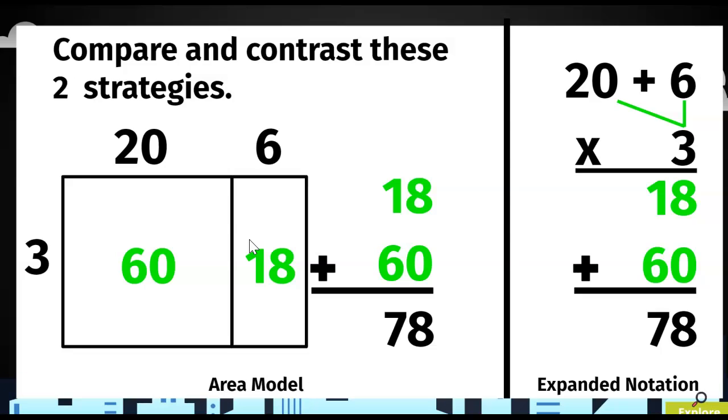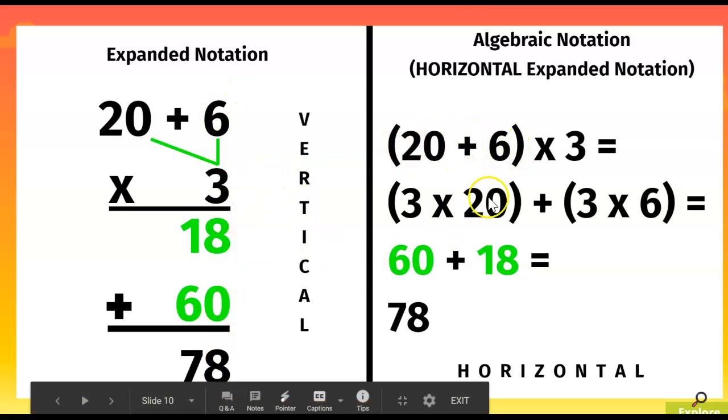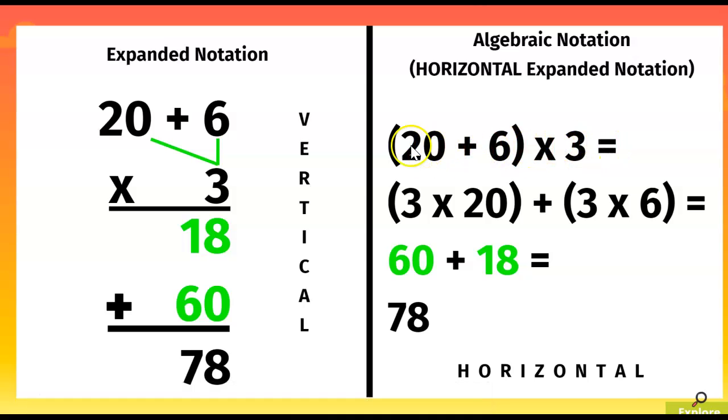On our next slide, we're going to bring up that same expanded notation, which shows an up and down version of it. It's a vertical version. On the right side, I have the algebraic notation, which is using the same expanded notation, but instead of going up and down vertically, it is going horizontally from left to right.